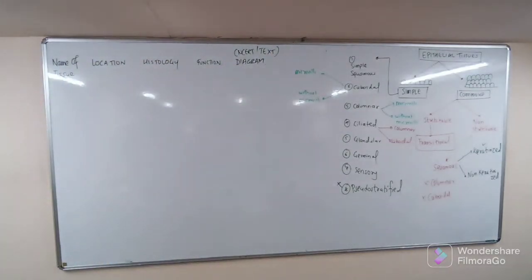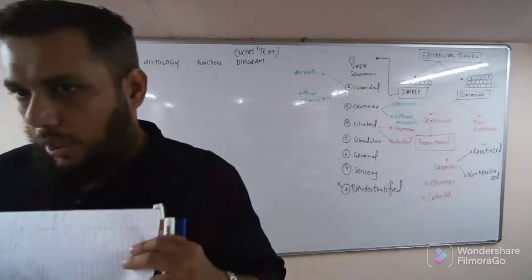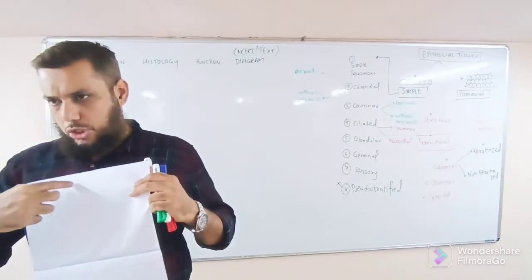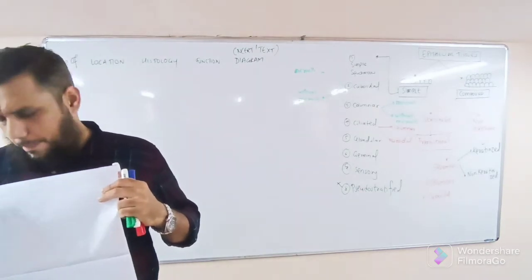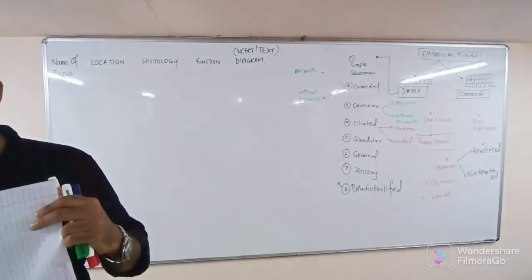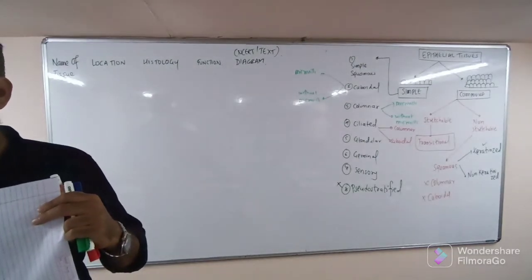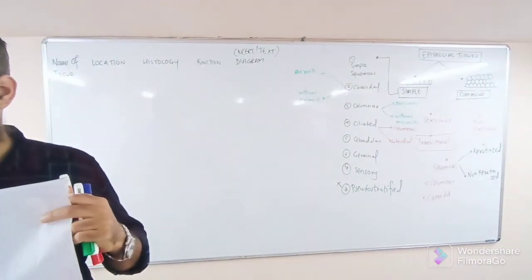One more thing I would like to mention: when you are writing this, use a double page. Your format will be: name of the tissue, histology, location, function, diagram. First comes squamous, then below it cuboidal, then below it columnar, and then the next page like this.